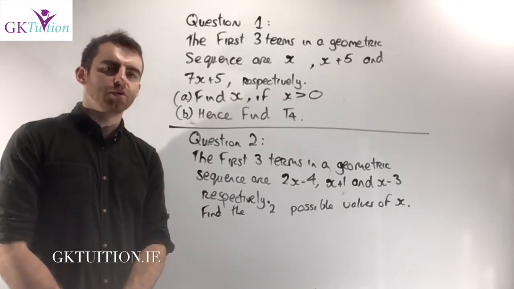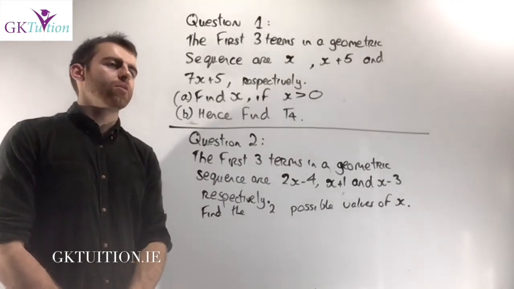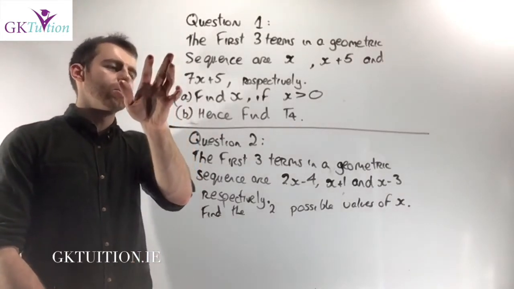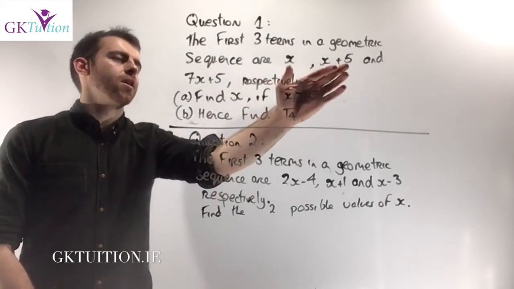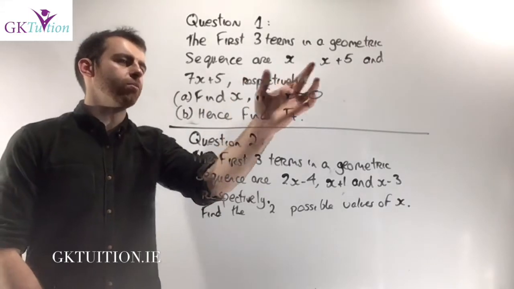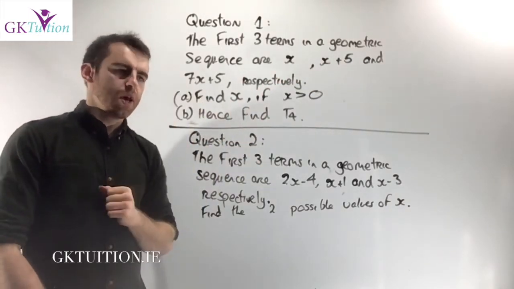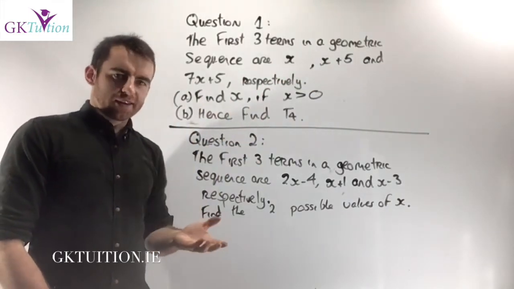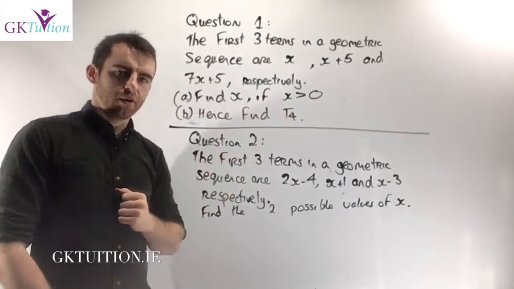Okay, so I want to give you two questions based on this theory. The first one says that the first three terms in a geometric sequence are x, x plus 5 and 7x plus 5 respectively. In other words, this is t1, t2 and t3. And it says find x, where x is greater than 0.